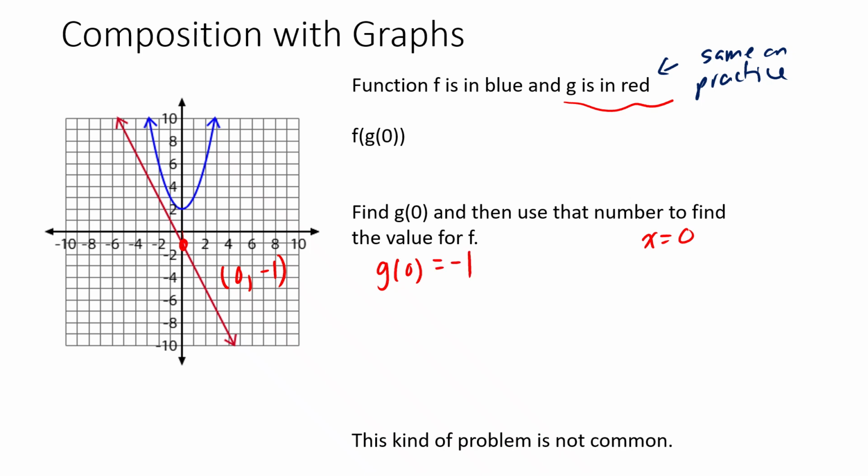And now we're going to use that -1 to go and find the value for f. So coming over here, I'll switch over to blue. We'll come over to x is -1. And then we come up here and find the value for f, and that appears to be the point -1, 3, and so the value would be 3. So f of g of 0 would be 3.